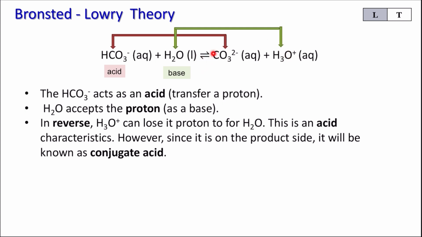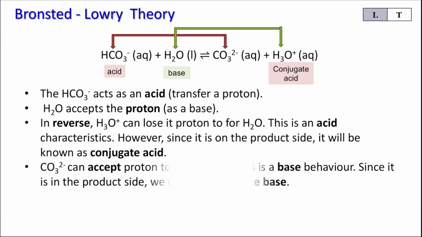Sebab tu ada sign reversible reaction dekat tengah-tengah. So maknanya kita boleh faham kat sini, bila dia lose proton, dia ada acid karakteristik. Tapi since dia berada di bahagian produk, kita tak boleh label dia sebagai acid, tapi kita kena tambah satu perkataan sebagai conjugate acid. So that is why H3O plus akan jadi conjugate acid sebab dia ada property macam acid.